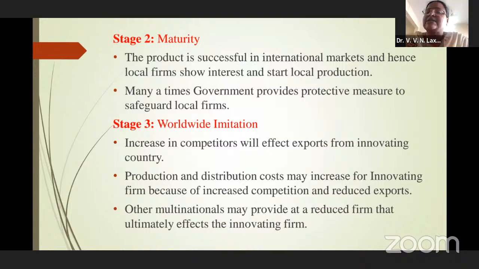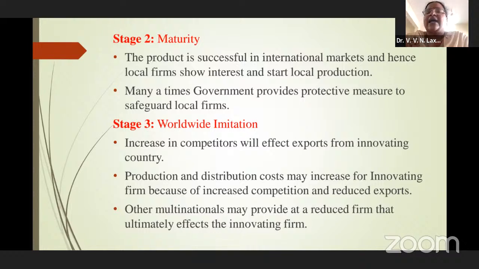Because there are competitors, and because some other competitors have not invested in R&D and all, they might sell the product at a lesser price than the innovative company. This will reduce the overall profits for the innovative firm. And this will make the overseas markets very, very unattractive for the innovative firm. And whatever pioneering advantage the innovative firm has, as far as this particular product is concerned, will be lost.